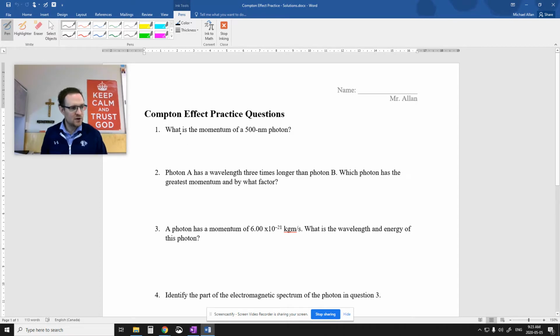Okay, so we have a few formulas in the top corner there. P is equal to h over lambda. And because we're talking about momentum here, we're going to have to use the 6.63 number. It's just the number we're going to have to use. And the wavelength is going to be in meters here, so just change that to meters. Okay, so it's a pretty easy formula. So you just punch that in.